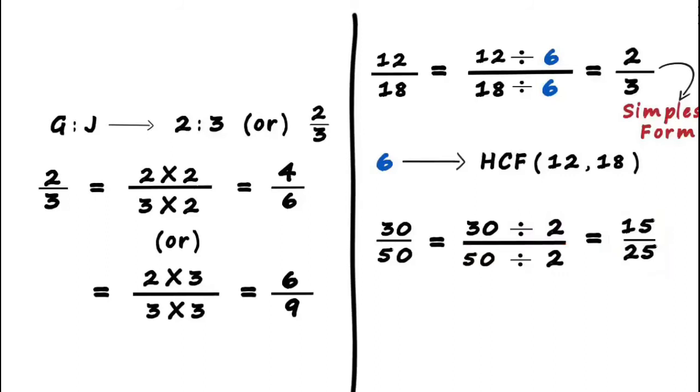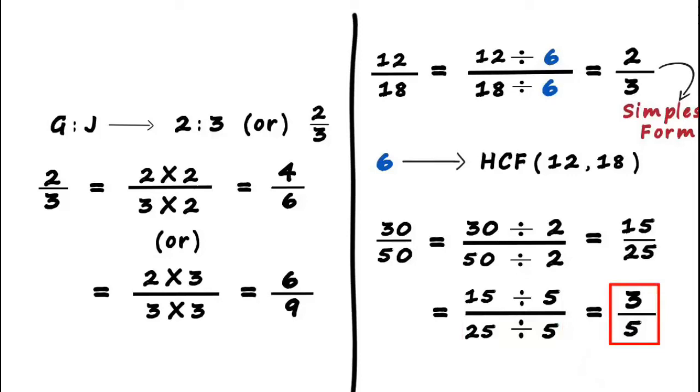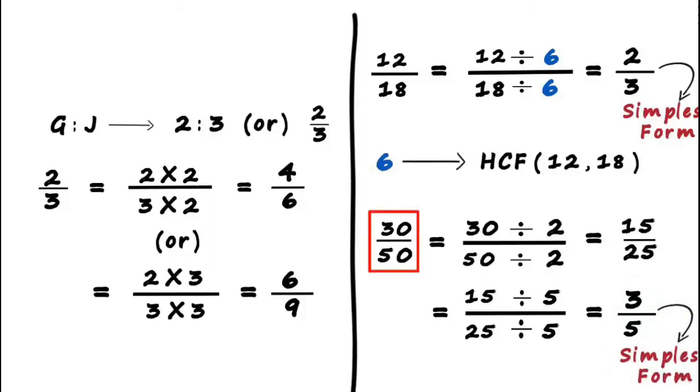If there are no common factors of the numerator and the denominator, it leaves us with the answer in the simplest form. But 15 and 25 both have 5 as the common factor, which tells us that this is not the simplest form. We divide the numerator as well as the denominator by 5. 15 divided by 5 is 3 and 25 divided by 5 is 5. The numbers 3 and 5 do not have any common factors apart from 1. So this is the simplest form of the ratio.